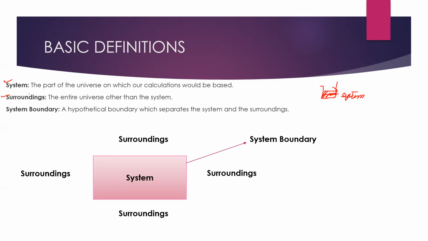And system boundary is a hypothetical boundary. It may be hypothetical, it may be physical. So it is the boundary which separates the system and surroundings. All right. Anything that separates the system from its surroundings, that is your boundary. Okay. So here you can see this pink box that I have shown. This is your system. All right. Then apart from the system, the rest of the universe is your surroundings. And whatever is separating the system from these surroundings, it's the system boundary.